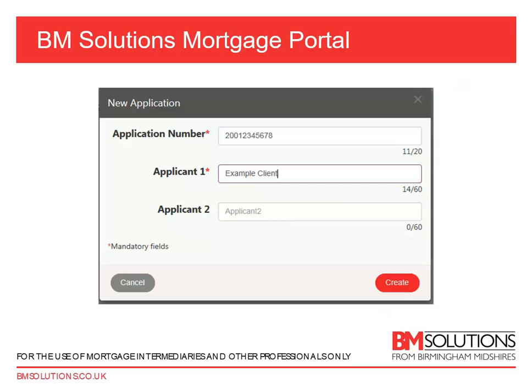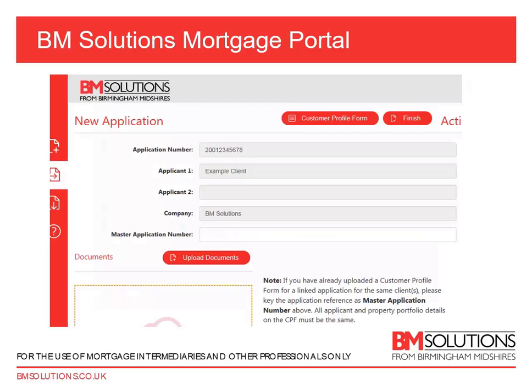You write in the application number, you type in the customer's names, create the application, and there you can see at the top is where the customer profile form button is, if you need to submit a customer profile form. Master application number, so if you're submitting more than one application for the same customers, we'll only need you to submit one customer profile form per customer.